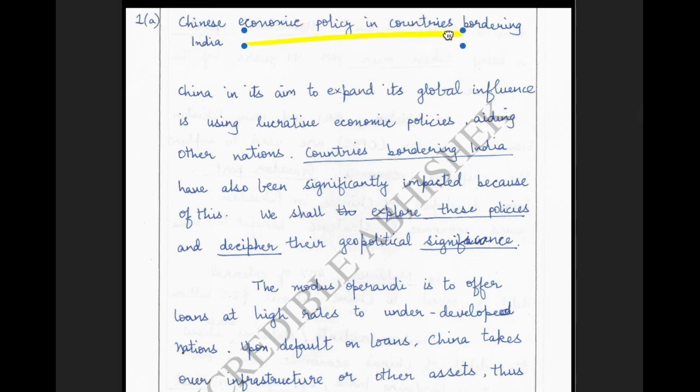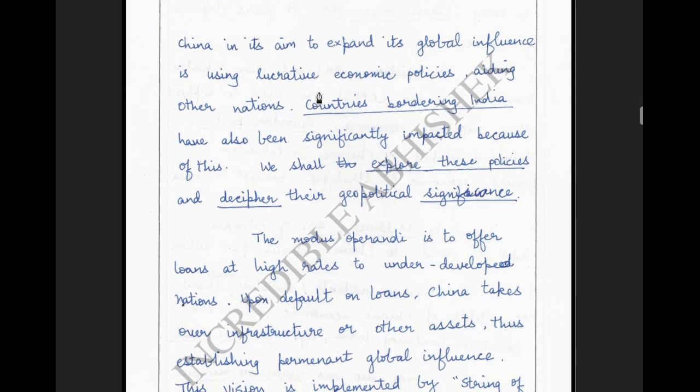Okay, so Chinese economic policy in countries bordering India, that is the topic. So this is a very static topic. The topic is not loaded. The topic is not asking you to take a side or give an opinion. The topic is asking you to just tell me what is the Chinese economic policy in countries bordering India. So this is going to be a very tone deaf kind of answer. It is going to be very static. It is going to be slightly factual because you are describing something, you are not convincing something.